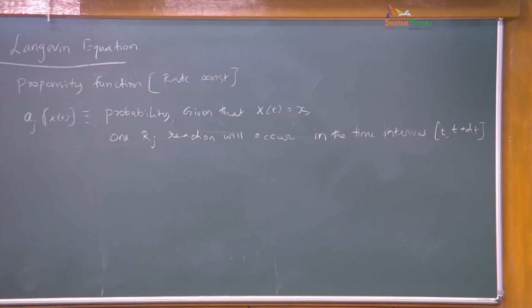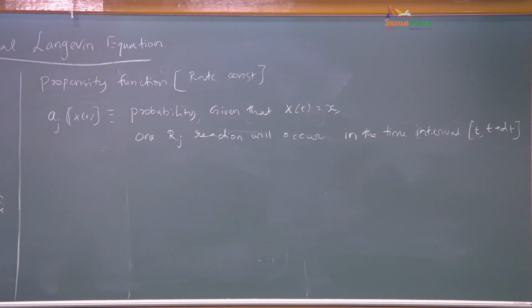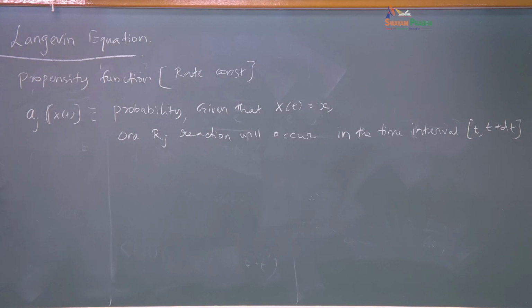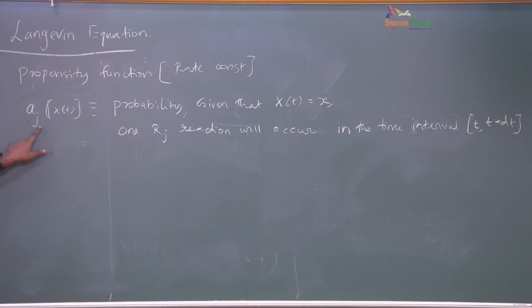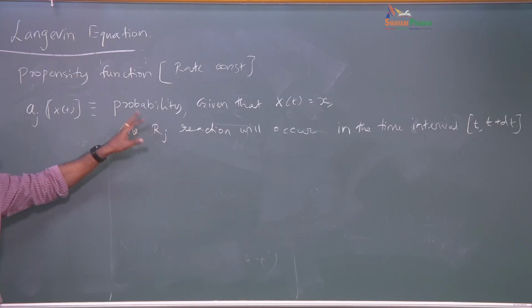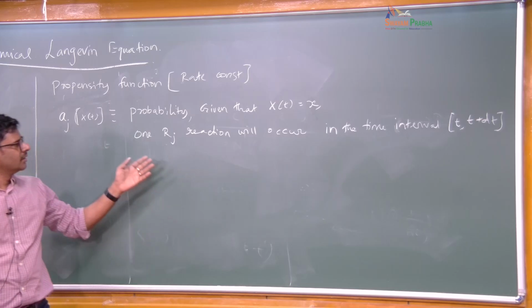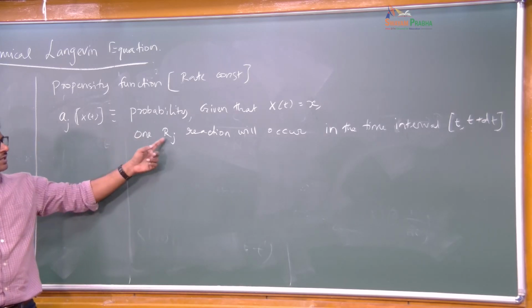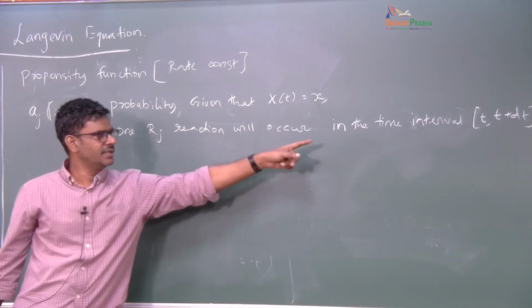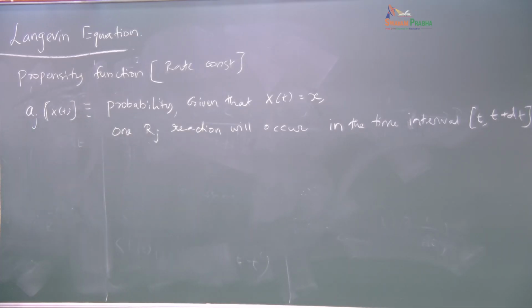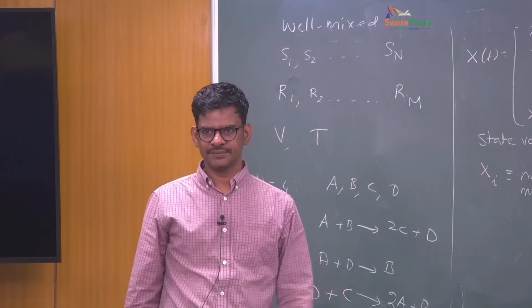So what we are saying is that we are trying to write the chemical interaction. We define a variable aj that depends on x of t. X of t is basically the vector. It can depend on the number of molecules of each species. Given that the current value at time t is known, what's the probability that one reaction Rj will happen in the time interval t to t plus delta t. Basically we are specifying the rates of the reactions.